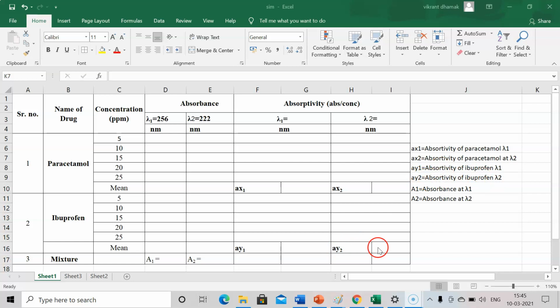at lambda 2. And A1 and A2 are for the unknown concentration, which will come from the mixture, or you can write unknown here also, and they are calculated as absorbance only, at lambda max 1 and lambda max 2 respectively. So here there is no need to calculate the absorptivity for a mixture; you need to calculate only the absorbance given by the UV. So you just write the absorbance of the mixture.